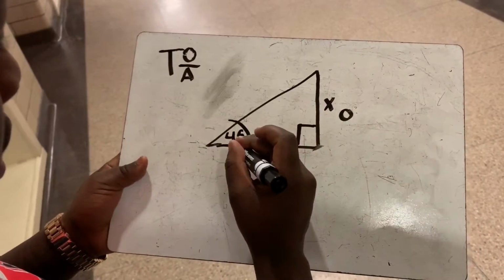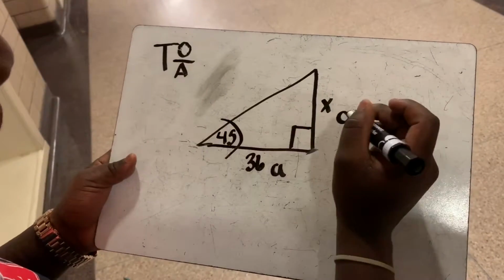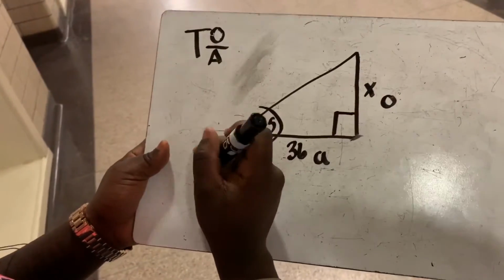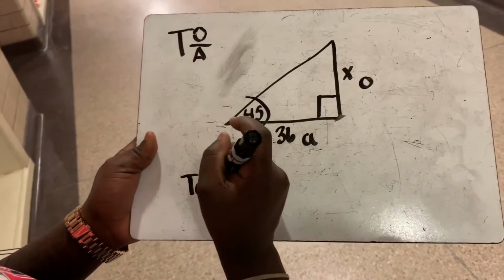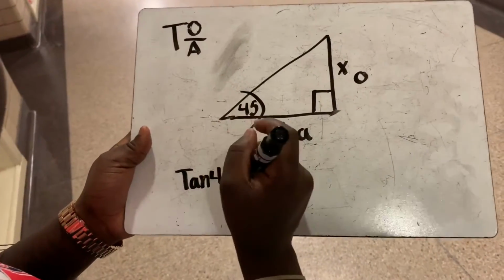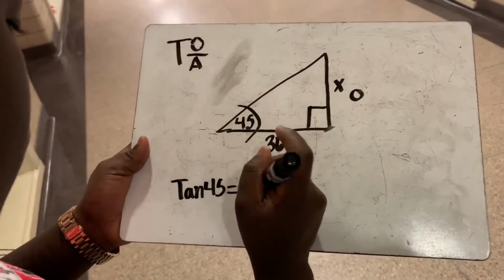So A is always closest to the angle, and O is always opposite of the angle. So you'll put down tan 45 equals x over 36.